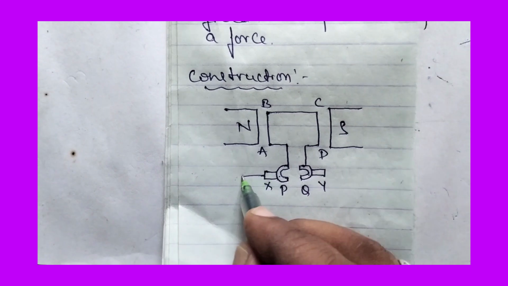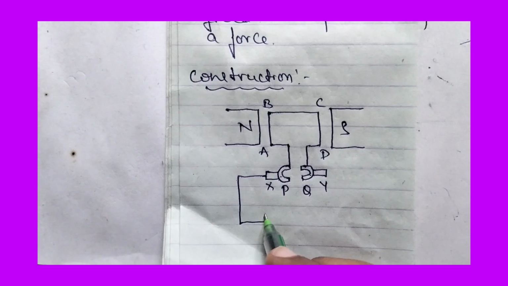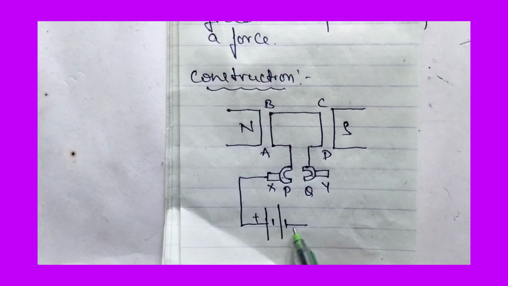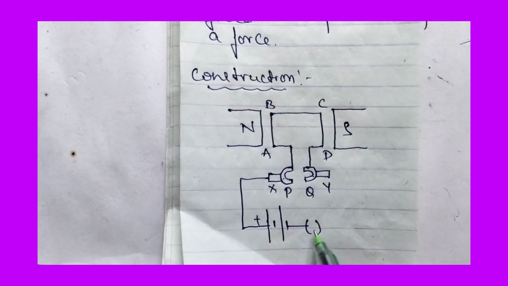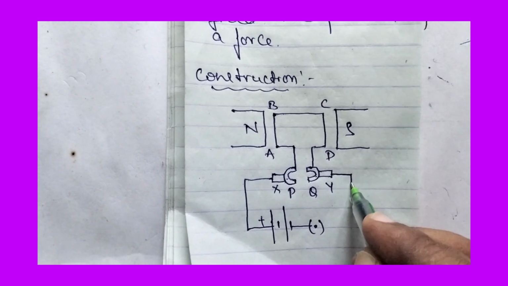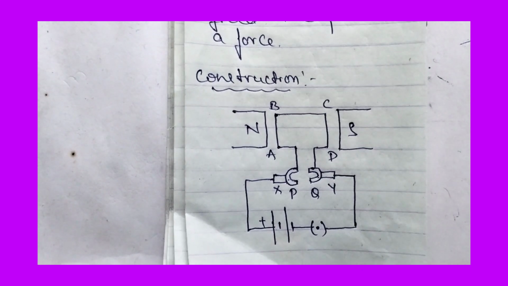One carbon brush, X, is connected to the positive terminal of the battery, and from the negative terminal of the battery to a switch, and from the other carbon brush Y it is connected to the negative terminal of the battery. So this is a battery and this is a switch or key.